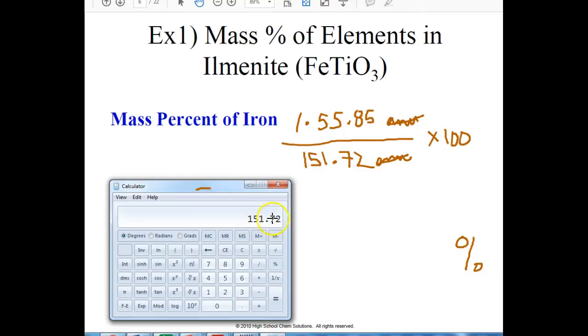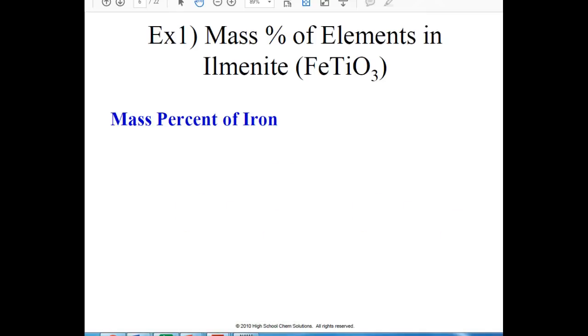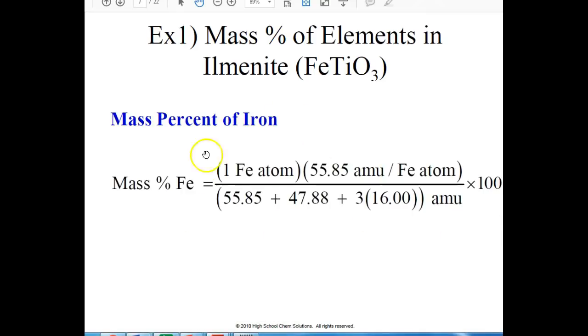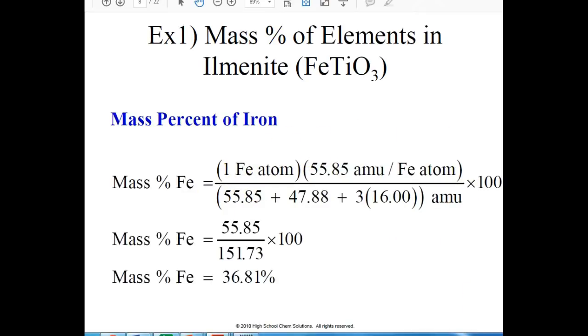Now note that your total doesn't change. So when we go to calculate the percent titanium, this is still going to be our total, and the same thing on the oxygen. Right? So you see that worked out there, 1 times the iron and then the total on the bottom, and it comes out to be 36.81%. Right? That's the mass percent for the iron. Then we can do the same thing for the titanium and the oxygen.